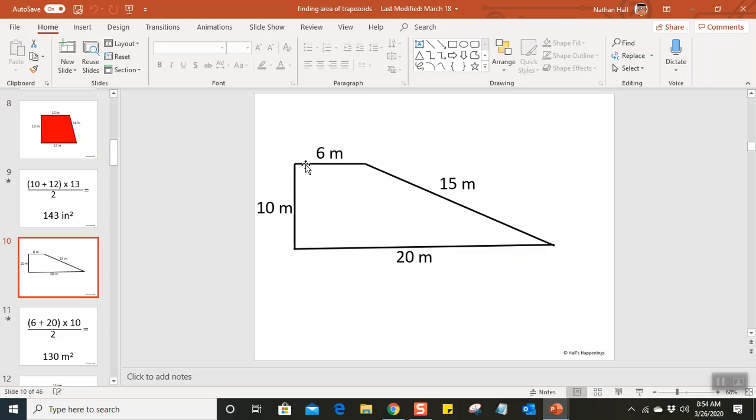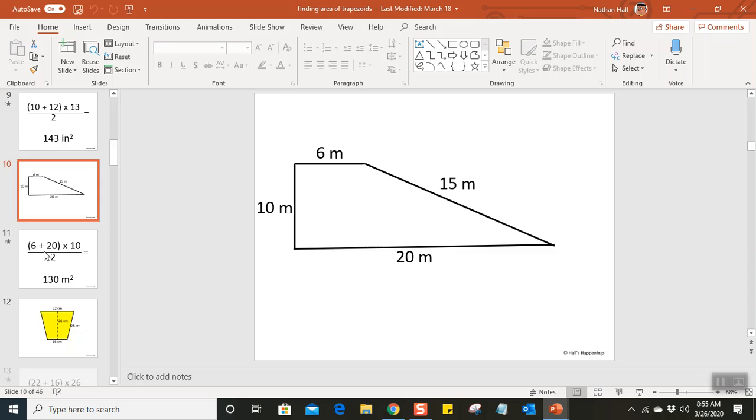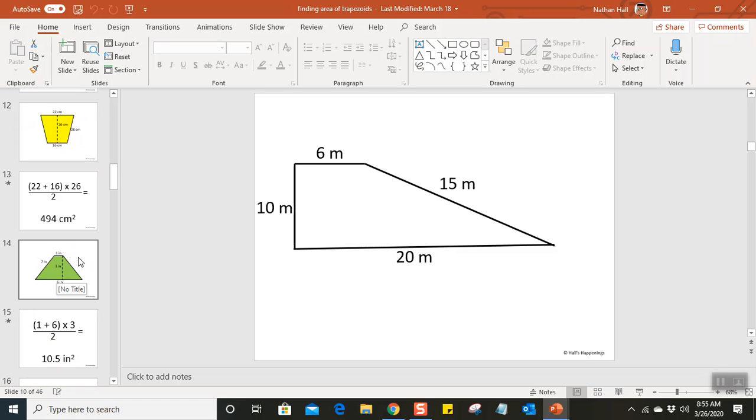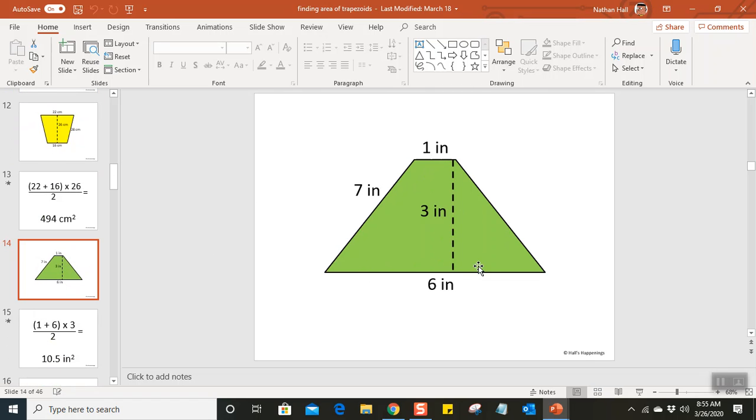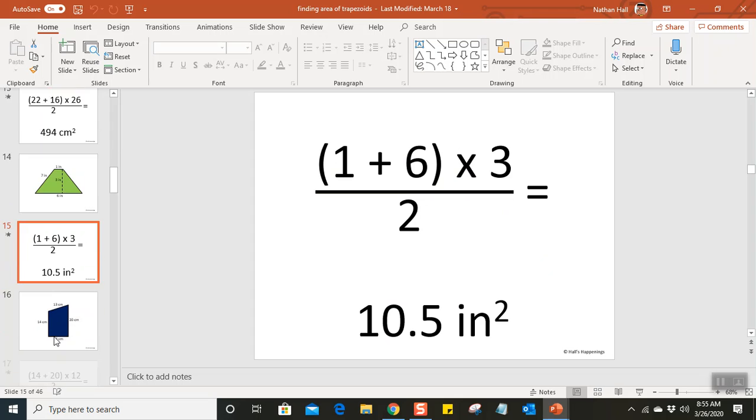Here, 6 and 20. Those are parallel. The 10 is perpendicular, so that's the height line. So 6 plus 20, 26. Times it by 10, that would be 260. Divide it in half, and you get 130. In this one, I don't need the 15. Okay, let's see. This one, 1 plus 6, add the two bases. So that's 7, times it by the height. So 7 times 3 is 21. Half of that is 10 and a half.